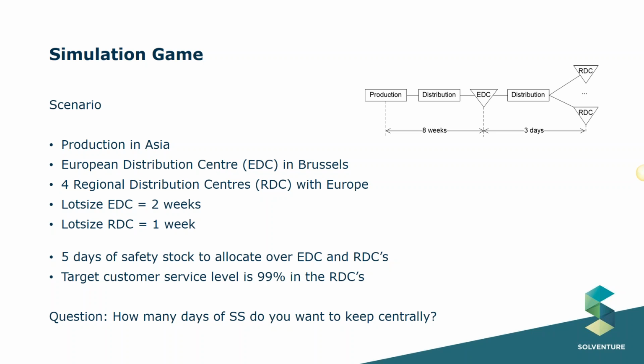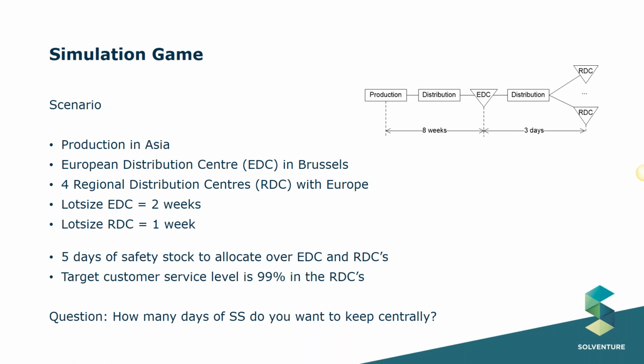For the last year we have had 7 days of safety stock and there's pressure on the inventory. The CFO told us you need to reduce inventory by 30%. That means that out of 7 days I need to take 2 days. Instead of 7 days, I now have 5 days of safety stock left. The question we'll ask you is, if you have 5 days of safety stock, how do you want to allocate them over the EDC and the RDCs?